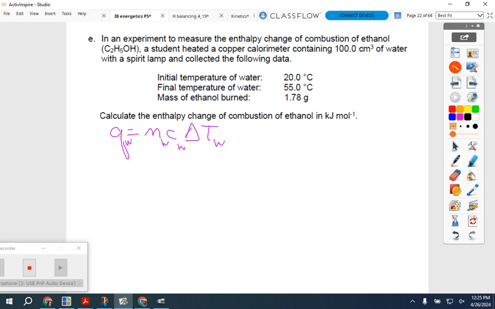How do we know it's 100? Because we were given the volume, 100 centimeters cubed, same thing as 100 milliliters. And we know, this is something you absolutely should have memorized, that the density of water is 1 gram per milliliter. Okay? So this is equal to 100 grams. Technically 100.0 grams. So we can plug all that stuff in and calculate our Q. So go ahead and do that.